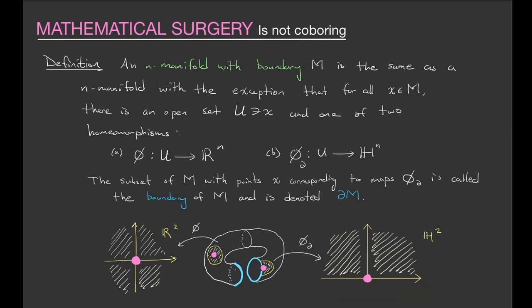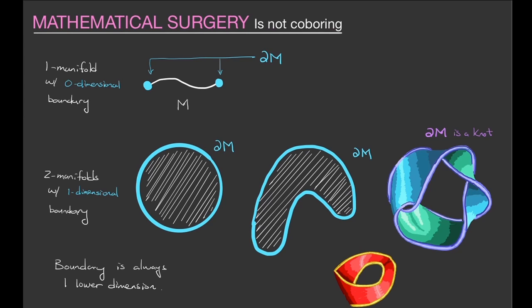The set of points where we have a map into H2, or Hn in general, that set of points makes up the boundary, which I've denoted in cyan here to match up with this notation. Anything that's not on the boundary is often said to be in the interior of the manifold. Now let's look at some examples of manifolds with boundary. In the first line, we have a one-dimensional manifold, and it has boundary. Its boundary is simply these two endpoints here. So these two taken together make up the boundary of this manifold M.